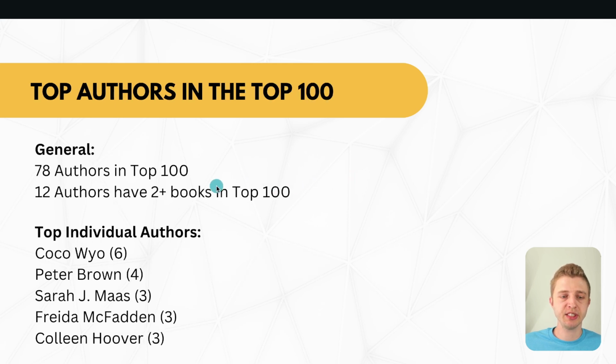All right, so next step. In the top 100, there were 78 different authors. And 12 of the 78 authors had 2 books in the top 100. And here, just to individualize these people, are the top individual authors in the top 100. Number 1 is Coco Waya with 6 books listed in the top 100. Next up, we have Peter Brown with 4 books in the top 100. Next up, we have Sarah Maas with 3 books. Frida McFadden, I'm hoping I'm pronouncing all these names correctly, has 3 books in the top 100, and Colleen Hoover also has 3 books.